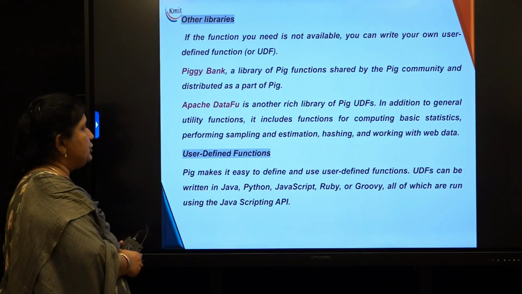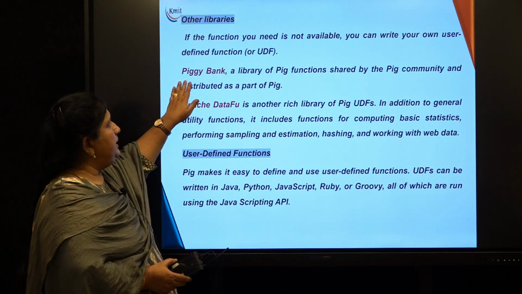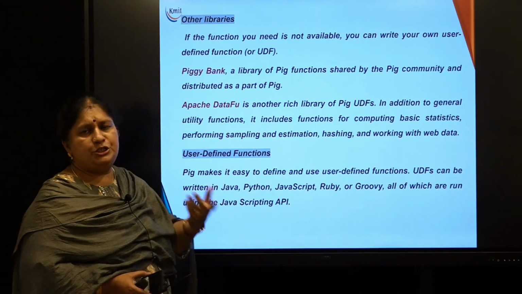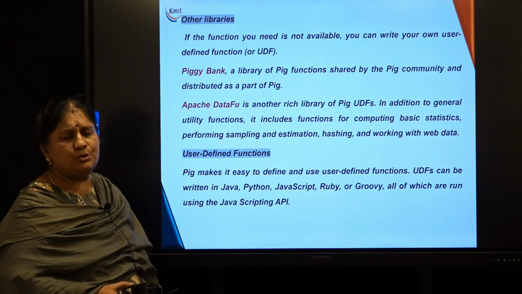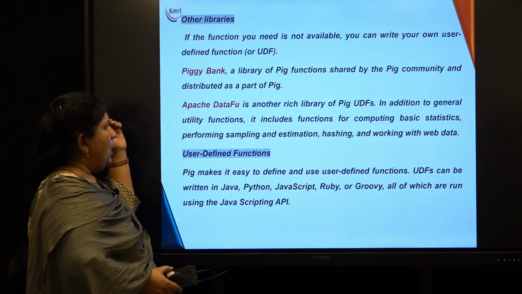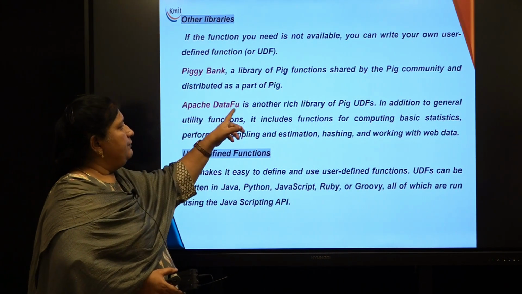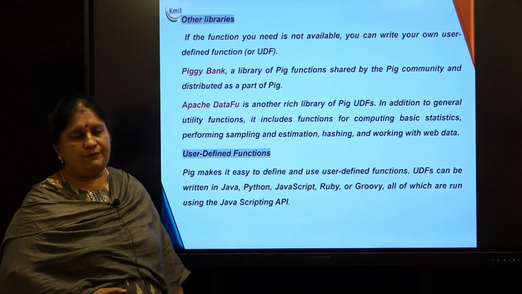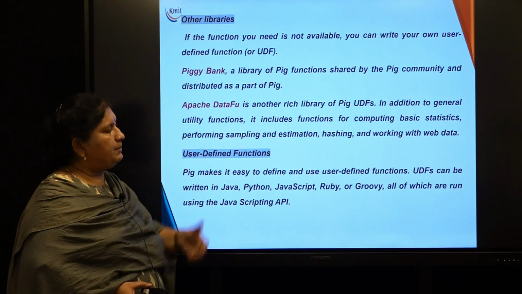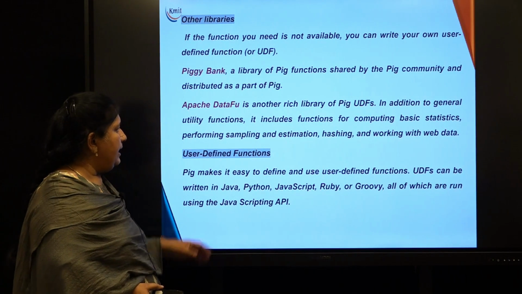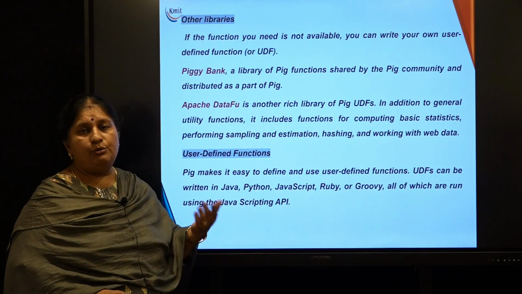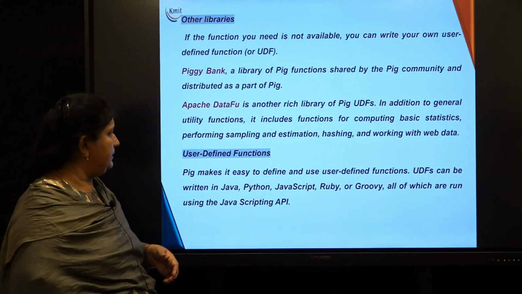Now, this is somewhat like a built-in library which we call Piggy Bank, which is a library of Pig functions shared by the community. Pig is open source, so the community keeps on adding library functions and they call it Piggy Bank. One more library is Apache DataFu, which is another very rich library which consists of Pig UDFs. Apart from the utility functions, they have functions for statistics, and functions for performing sampling, estimation, hashing, and working with various types of web data, etc.